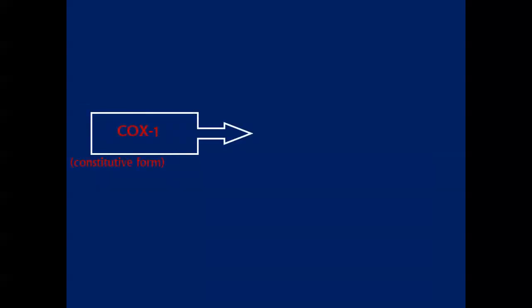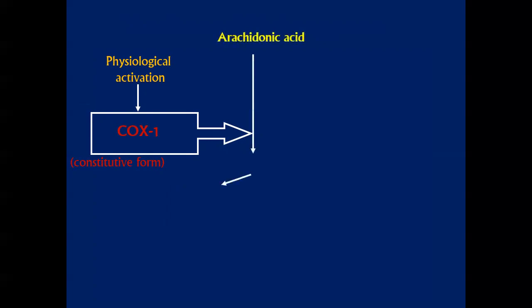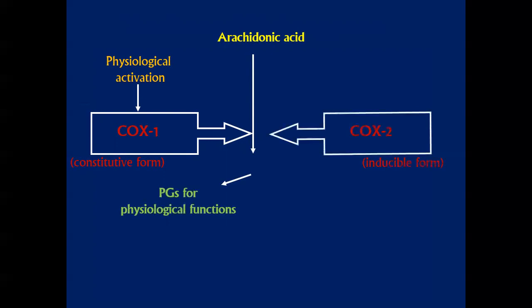So once again, this figure will show you more detailed information. COX-1 is constitutive, which is physiological activation, and COX-2 is inducible as a result of inflammation or injury. Then it produces pro-inflammatory prostaglandins, and COX-1 produces prostaglandins for physiological functions.